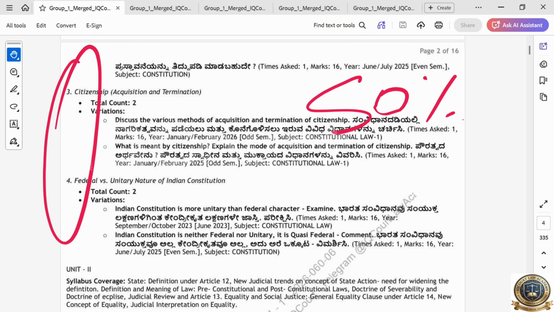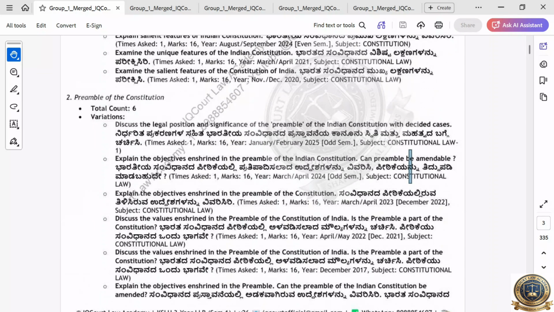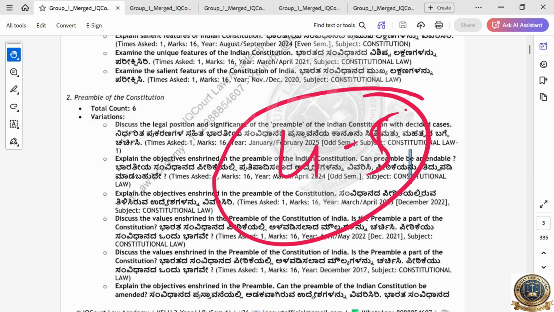So I'm giving 50% only because if you don't have time, at least study 1 or 2 pages. Whichever I'm rating as 90%, you have to study 4 to 5 pages to write the exam. You study all the points and elaborate to write for at least 4 to 5 pages. That is the way you need to study for this exam.